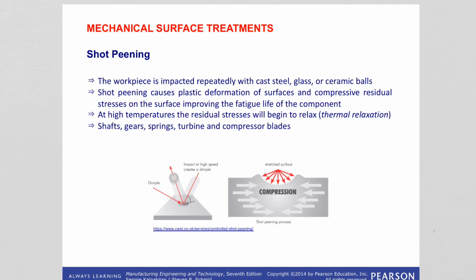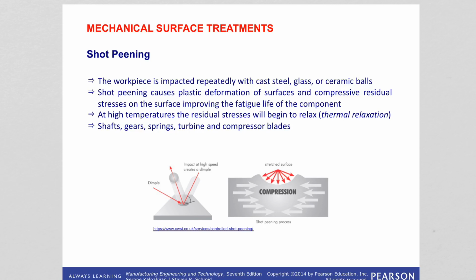Now we're gonna take a look at mechanical surface treatments. These are done to improve the mechanical properties of the surfaces of parts and components. The first one is shot peening, also known as shot blasting. This is a cold work process used to finish metal parts to prevent fatigue and stress corrosion failures, and to prolong product life for the part.